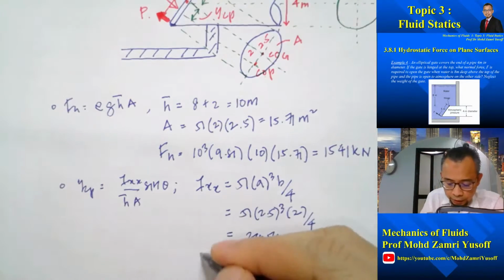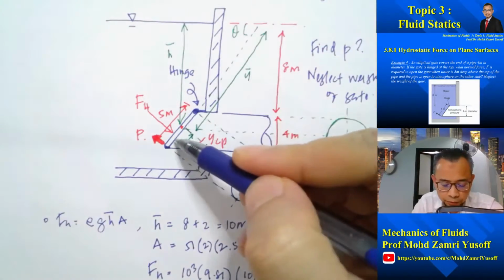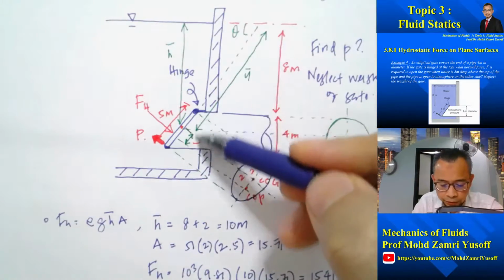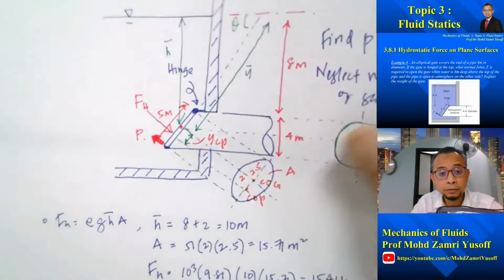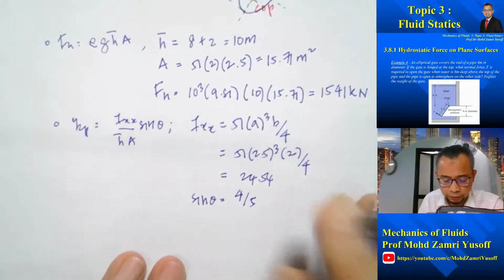So now what about sine theta? Sine theta, theta is this angle. So this angle is also equal to this angle. So this is 4, this is 5. So sine theta is 4 over 5.